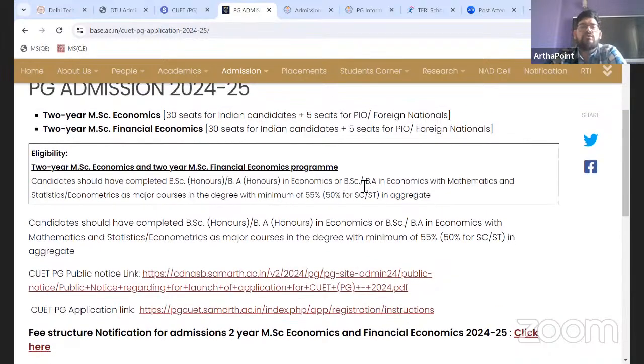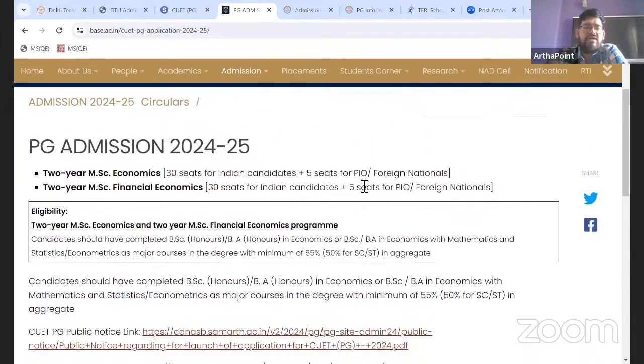Okay. So coming to this, they offer you two courses, okay? MSc Economics and MSc Financial Economics. These are the two courses, right? Overall, what they have is around 30 seats each. So in total, if you want to do Masters in Eco, irrespective of which you go, overall you have around 60 seats that you can look at.